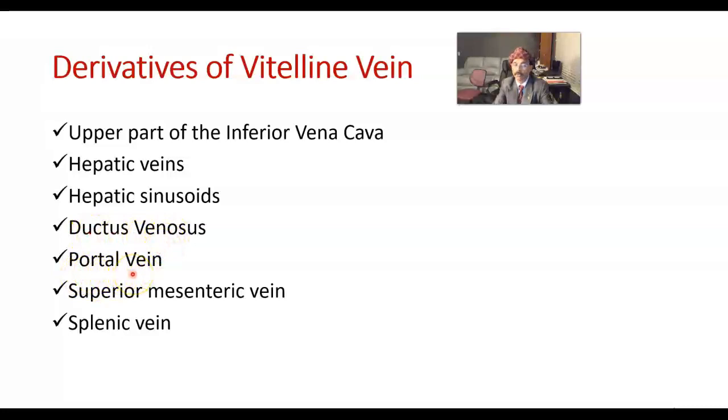The ductus venosus is also a derivative of the vitelline vein. The portal vein, we just discussed, is a derivative of the dorsal anastomotic channel between the left and right vitelline veins, and most of the right vitelline vein together forms the portal vein. We have the superior mesenteric vein and the splenic vein, derivatives of the vitelline vein. Some books also add the inferior mesenteric vein as a derivative of the vitelline vein.